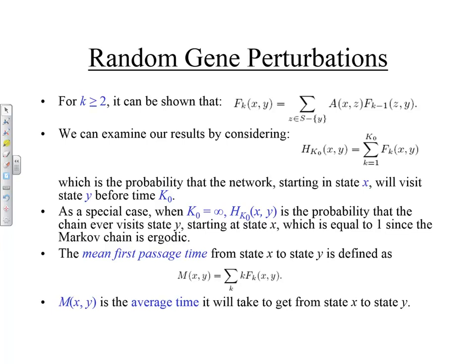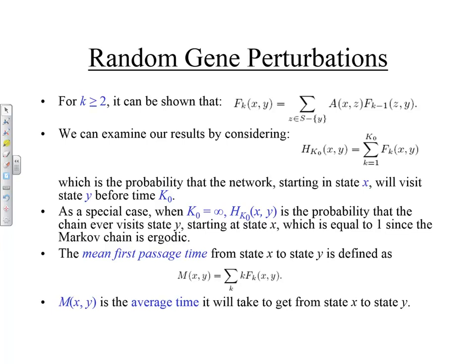Now we can examine our results by considering the following quantity. We are asking about going from x to y in one time step, corresponding to k equal to 1. What is the probability of going from x to y in 2 time steps? That corresponds to k equal to 2. What is the probability of going from x to y in k0 time steps, that is 1, 2, 3 up to k0? That's just the sum of these, because these are mutually exclusive events.